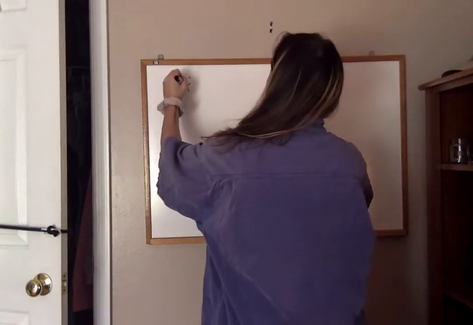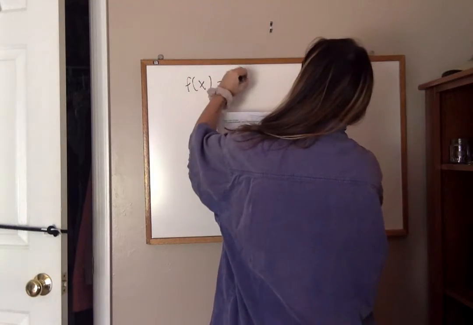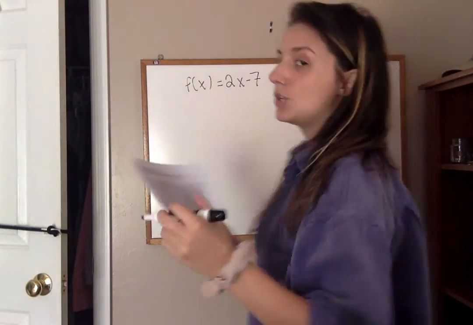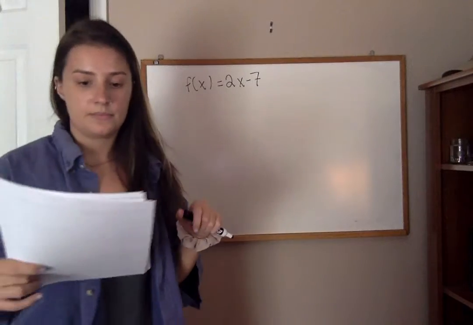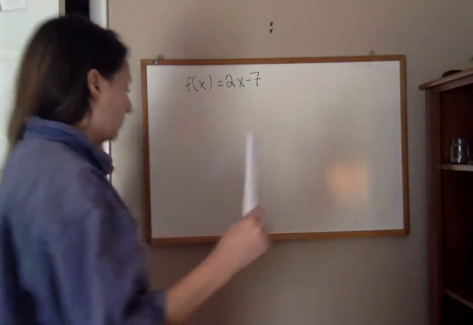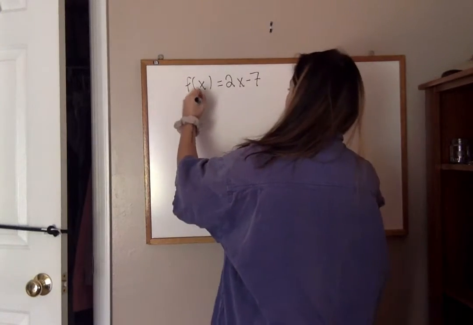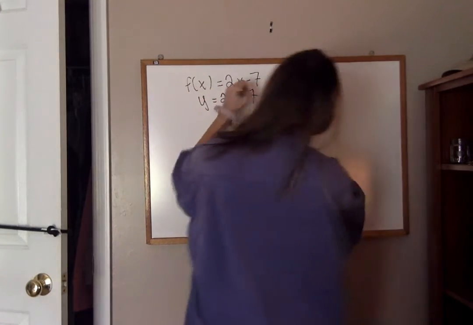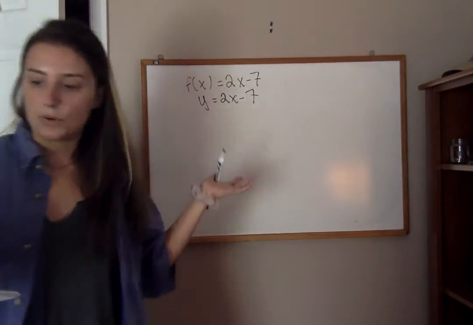So it says find the inverse, so we have f of x equals 2x minus 7. And it wants to know the inverse of that function. And then it wants you to graph both of them. Okay? So we know that we can rewrite this as y equals 2x minus 7. And that's comfortable for us.